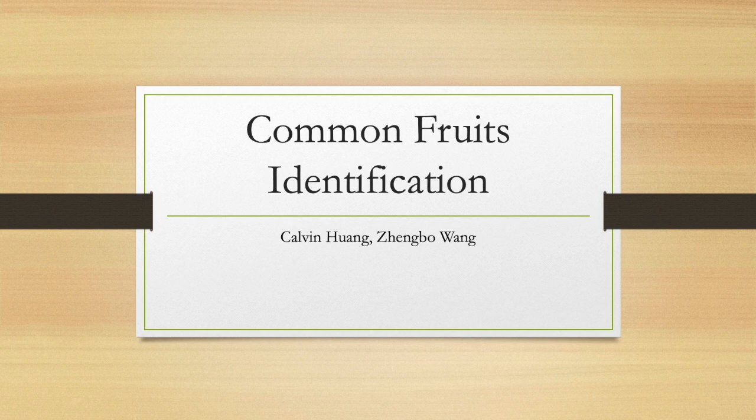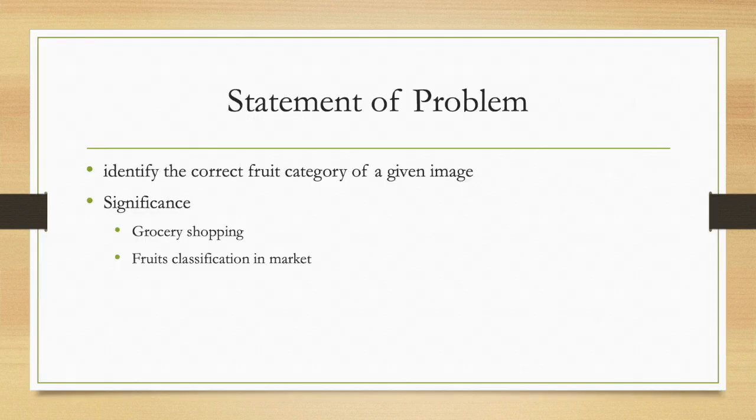Hello everyone. The project we are working on is Comet Fruits Identification. This project focuses on providing a deep learning solution for fruits identification using convolutional neural networks. The goal of this project is to be able to identify the correct fruit category of a given image.